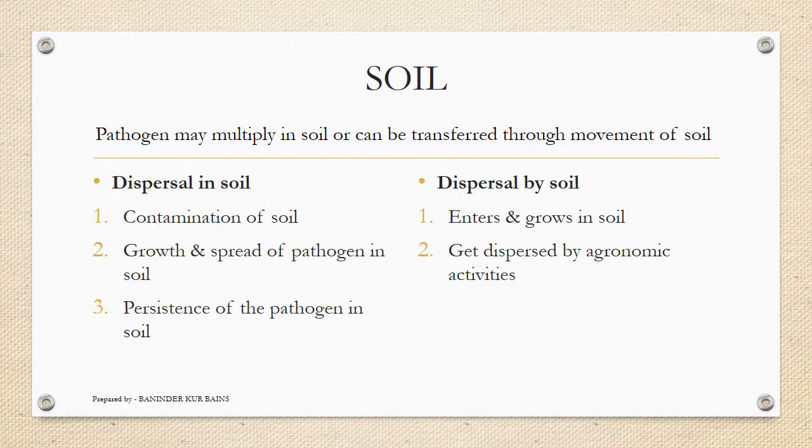Then dispersal by the soil. The pathogens enter the soil, grow in the soil, and get transferred from one area of the field towards the other area of the field through agronomic practices or by other means. Agronomic practices, I will say again, include when we are sowing the seed, when tillage practices are carried out. The machinery can also carry the spores. Irrigation water can also carry the spores.